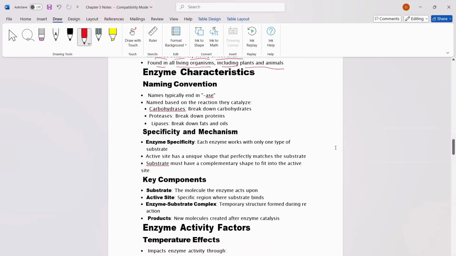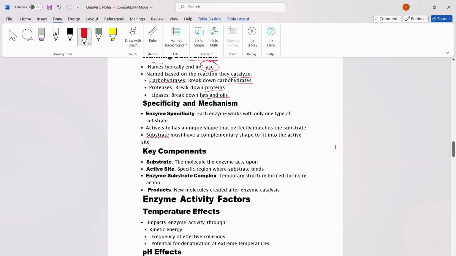What are the characteristics of enzymes? Naming convention: the name typically ends in ase. Enzymes are named based on the reaction they catalyze. Carbohydrases break down carbohydrates. Proteases break down proteins. Lipases break down fats and oils.